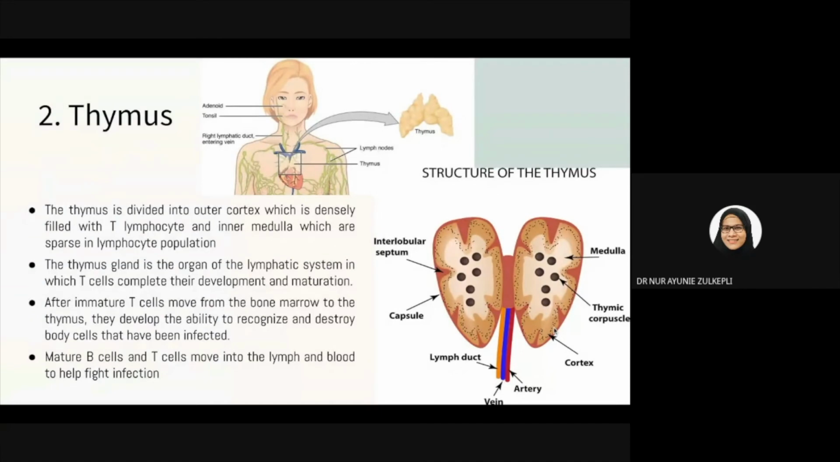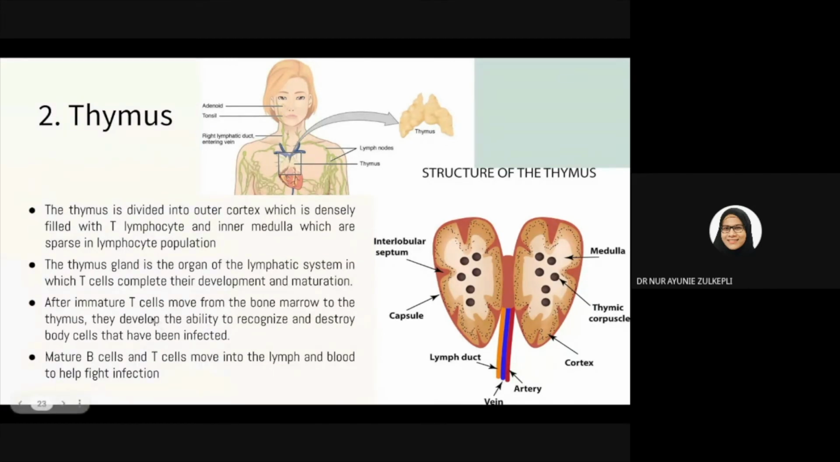Okay, so the thymus gland is the organ of the lymphatic system in which T cells complete their development and maturation. So the T cell is produced in the bone marrow. It will be localized to the thymus to complete the development and maturation, and then it will stay or accumulate in the cortex area of the thymus. So once infection occurs, it will be secreted to the organs or lymphatic system involved in the infection.